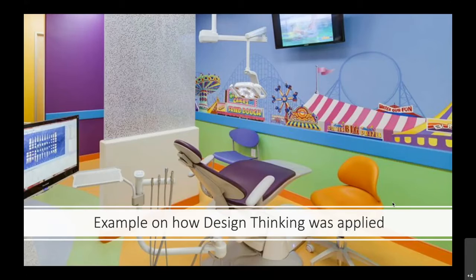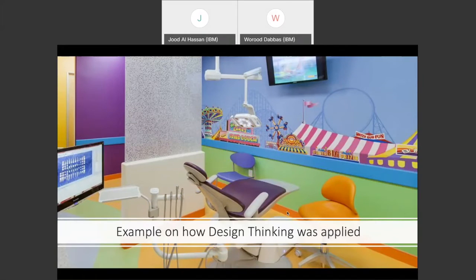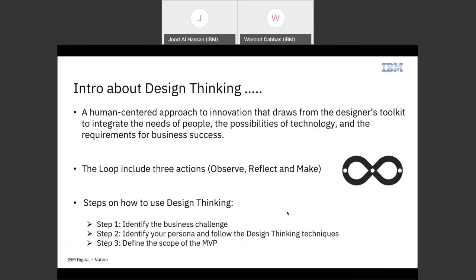Any questions so far? So let's start with our design thinking topic and our use case that I'll guide you through, so it will be easier for you to understand.